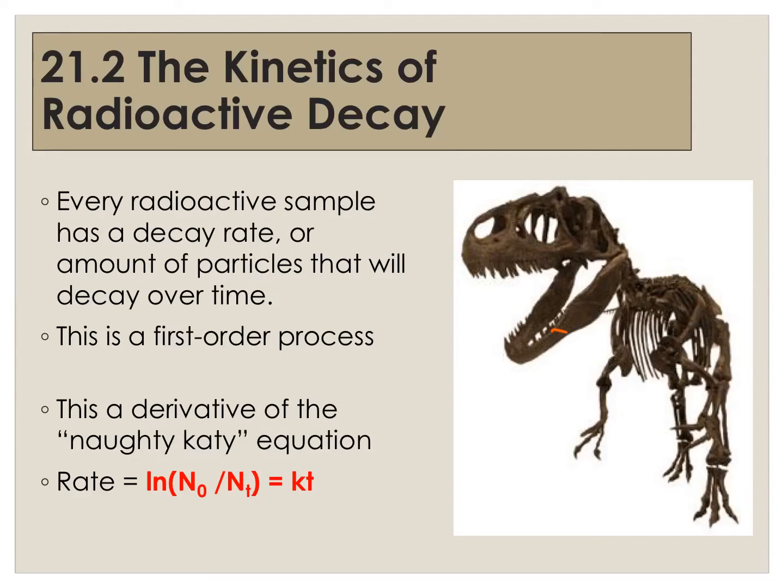So every radioactive sample has a decay rate, or an amount of particles that will decay over time. This is a first order process. This is a derivative of the Naudi-Katie equation. And by derivative, I mean the only thing I've changed is that instead of using concentration here, I just put the letter N, because we're just looking at numbers.